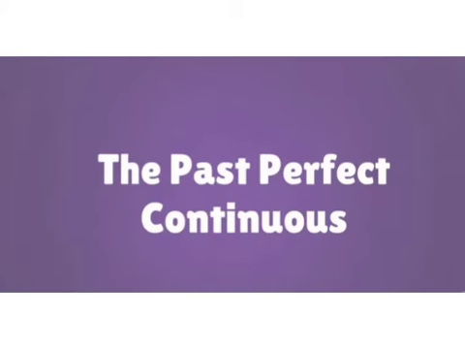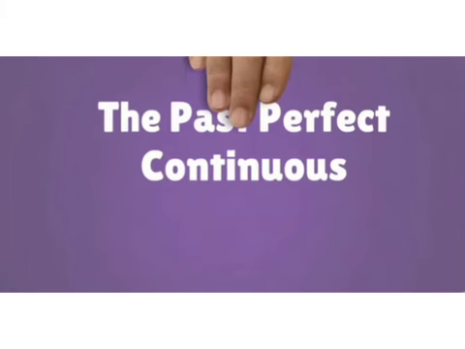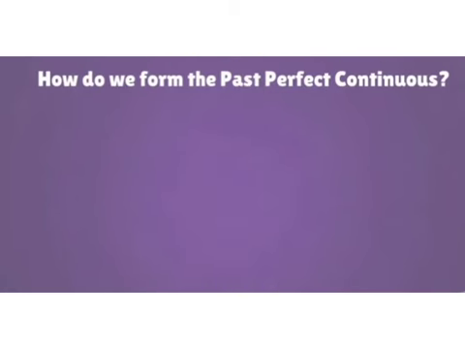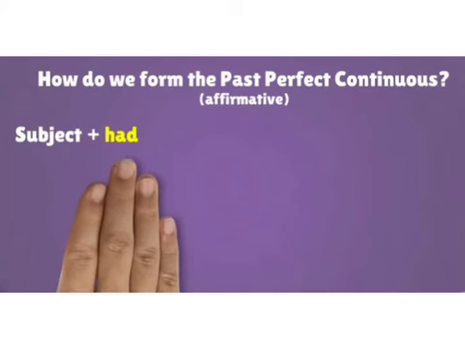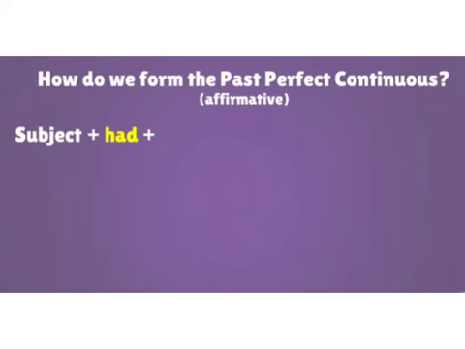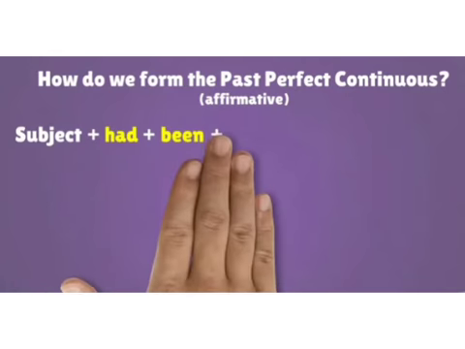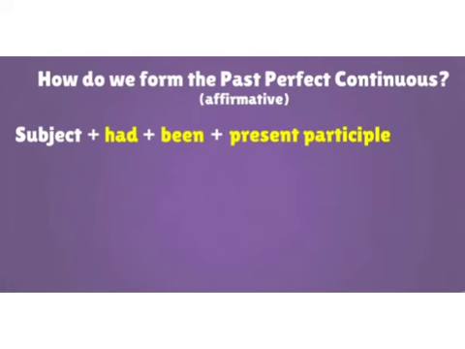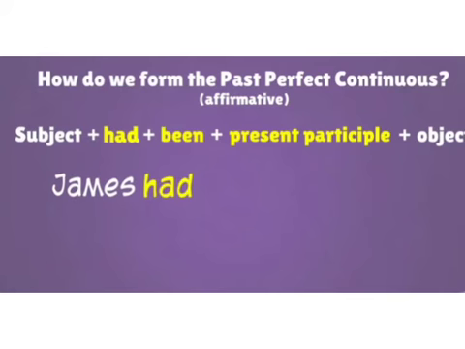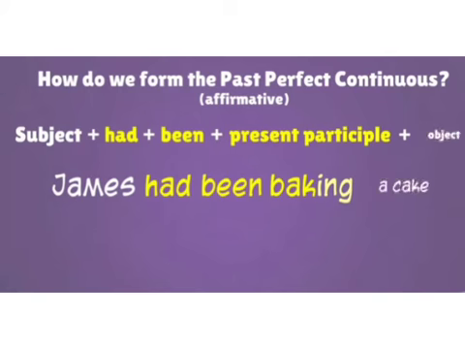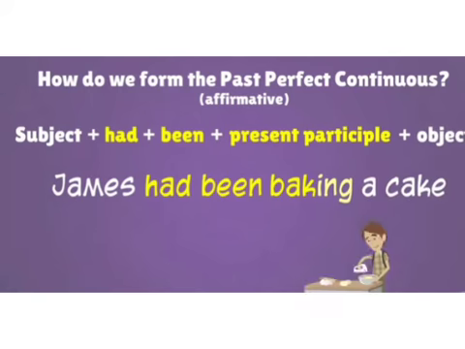Let's move on to the last form, that is past perfect continuous tense. It is nothing but an action which began and had been in progress, still continuing before another action started. Let's see the affirmative formation. It is subject plus had plus been. It is very important, you have to add been plus present participle, that is verb plus ing, plus object. This is the formation of the past perfect continuous. An example is, James had been baking the cake.